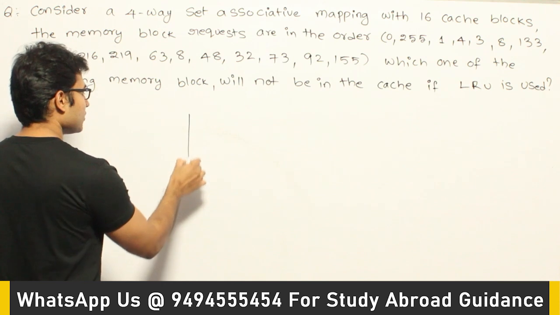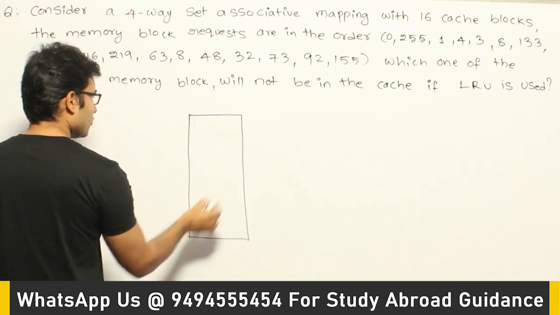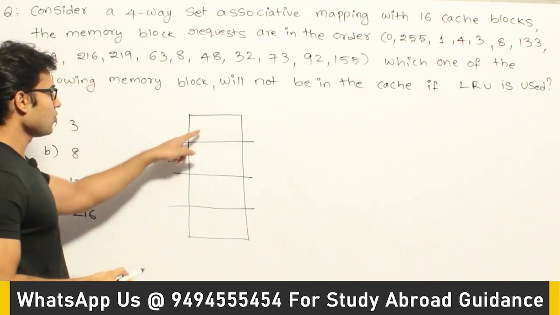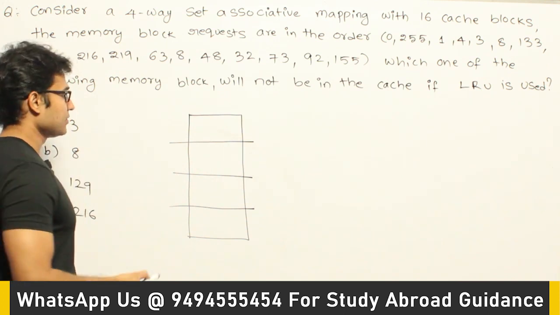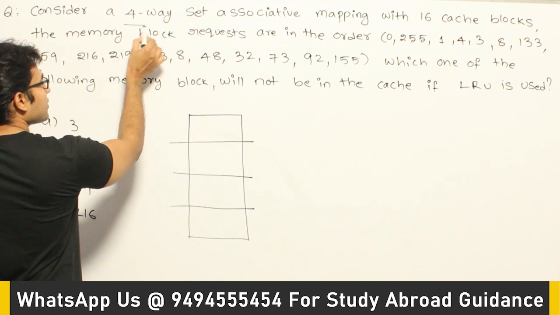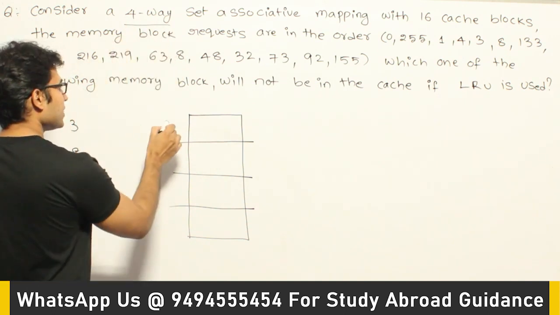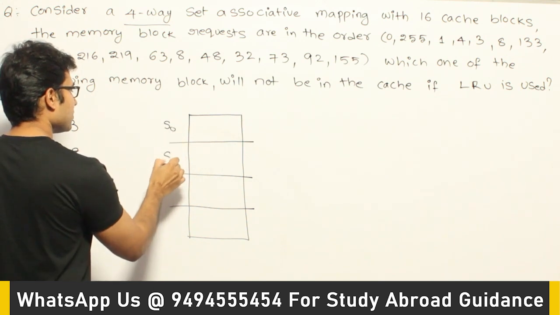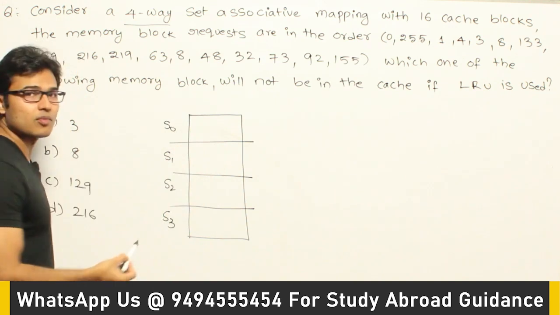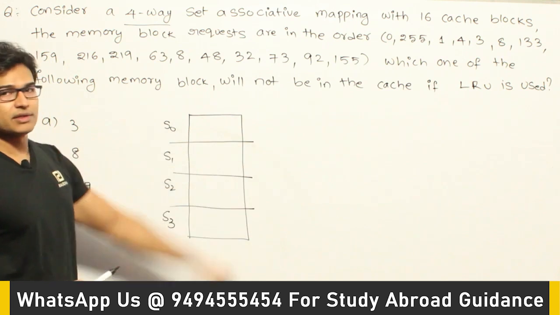So what does it mean? If we have a total of 16 blocks, then it is going to be divided like this into 4 sets: 1, 2, 3, 4. So we have 4 sets and each one has 4 blocks. Why? Because 4-way is used. By looking at this, you should understand that the size of each set is 4. So let us say this is set number 0, this is set number 1, this is set number 2, this is set number 3. Each set is going to contain 4 blocks. Therefore 4 into 4 is 16. In total, 16 cache blocks are present in the cache.